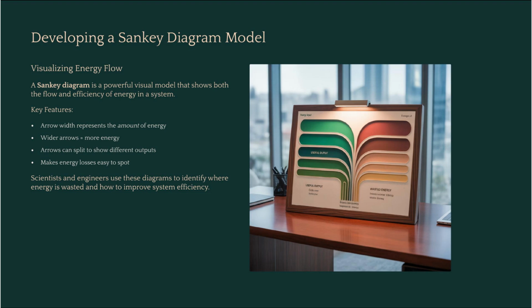When we want to model how much energy is useful versus how much is wasted, we use a Sankey diagram. These models use wide arrows to represent large amounts of energy and narrow arrows for small amounts. When the input energy transforms, the arrow splits into different outputs. The beauty of the Sankey diagram is that the width of the arrow immediately gives you a visual comparison of which output form receives the most energy.